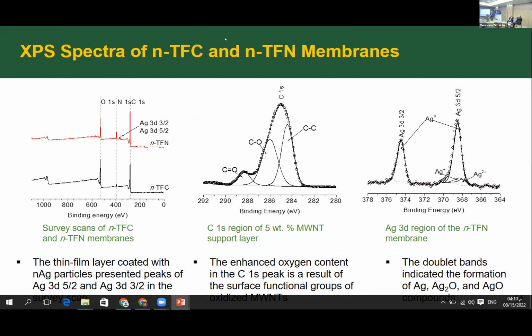When we look at the XPS spectrum of the two materials, you can see here that the thin film layer coated with the nanoparticles of the silver presented peaks at the Ag 3d5/2 and Ag 3d3/2 in the survey scan. On the other hand, the enhanced oxygen content in the C1s peaks is a result of the surface functional groups of oxidized MWMTs, and the dotted bands indicated the formation of silver 2O and AgO compounds.